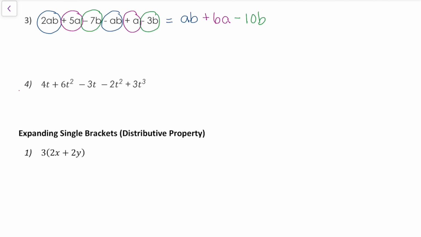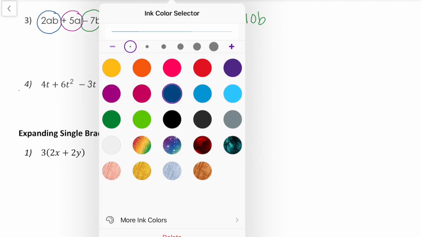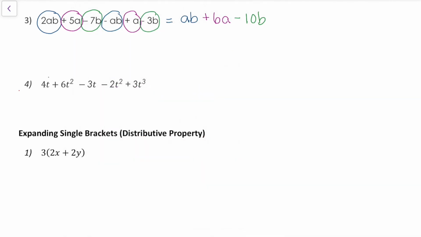And for question number 4, I have a t, a 4t, and I have a minus 3t, so altogether I just have 1t. I then have a 6t squared and a minus 2t squared. So altogether I have a plus 4t squared. And then I have this plus 3t cubed. There's no other t cubes for me to combine that with.